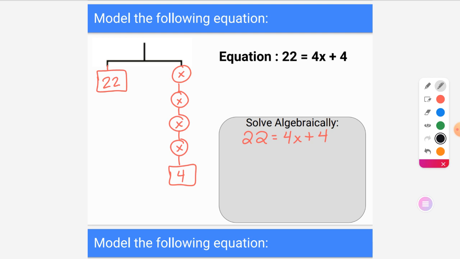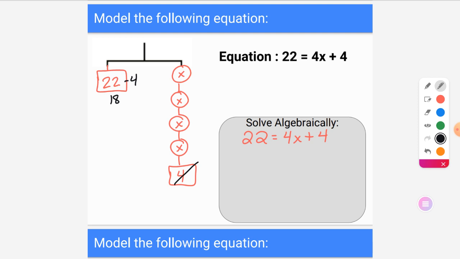Okay, I would have to get rid of this 4 because I'm trying to find the value of the x's. So I would do minus 4. What's 22 minus 4? 18. How do I need to show that on my algebra equation?